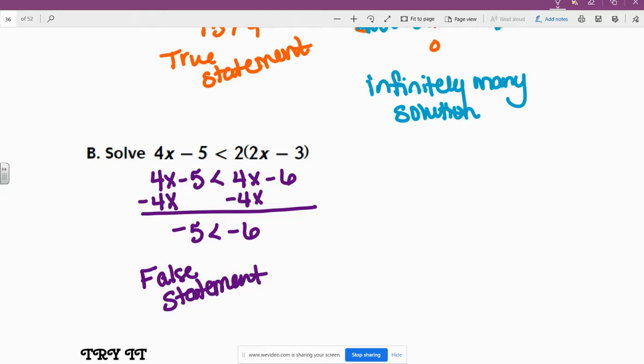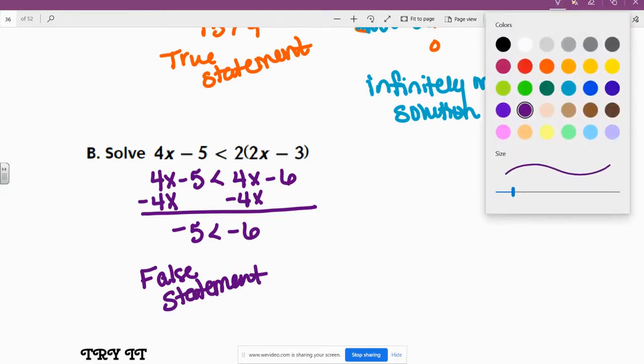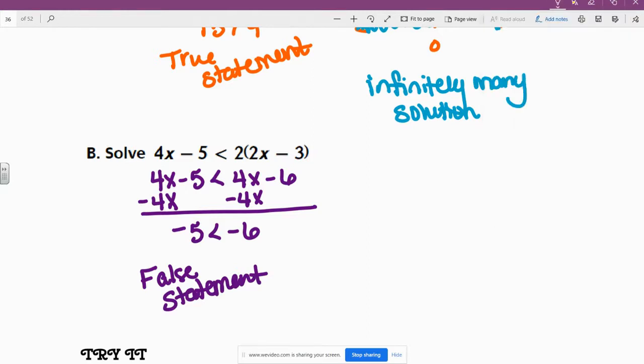-6 is smaller than -5. So since this is a false statement, that means there is nothing mathematically that will ever work. So all you do is write an empty set, meaning you don't shade anything. There's no solution. So you just leave it empty.